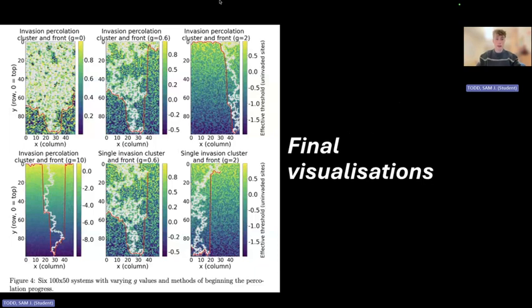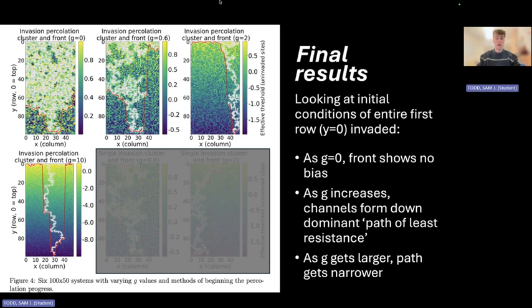Looking at the graphs, we can clearly see that with a higher G, there is a much greater range of gradients. And we can see that when G is 0, there is no bias really. It's all due to randomness in the effective threshold formula. We have T(x,y) take away gy. With G = 0, it's based on complete background randomness, so there really is no bias. But as G increases, you can see channels form down the dominant path of least resistance. And as G gets larger, the channel gets much narrower.